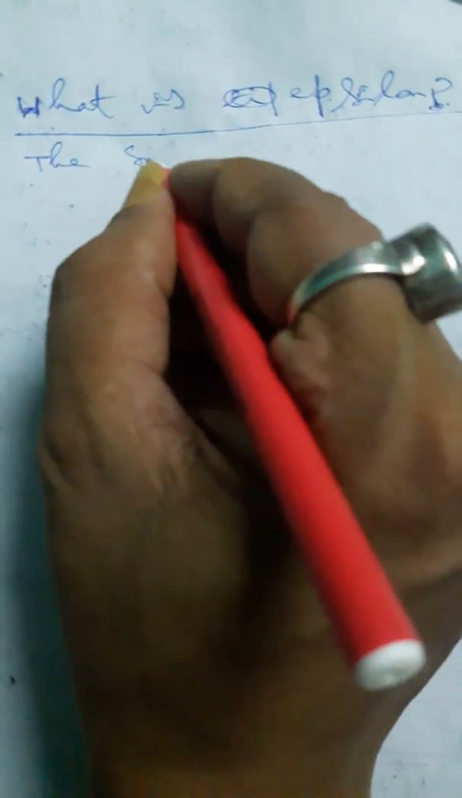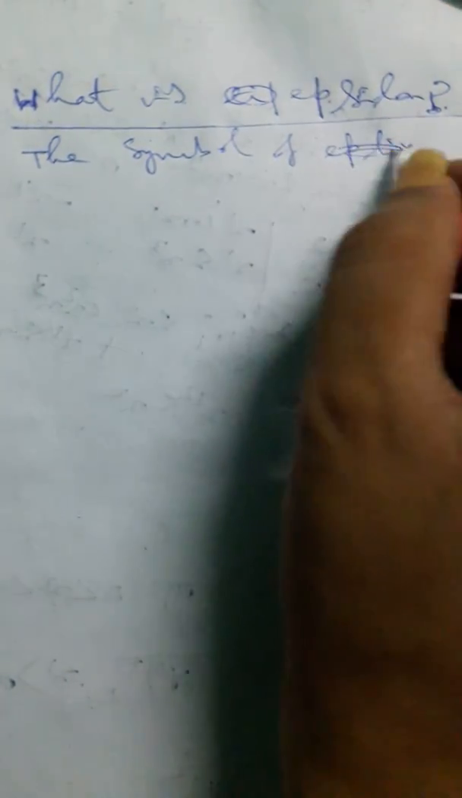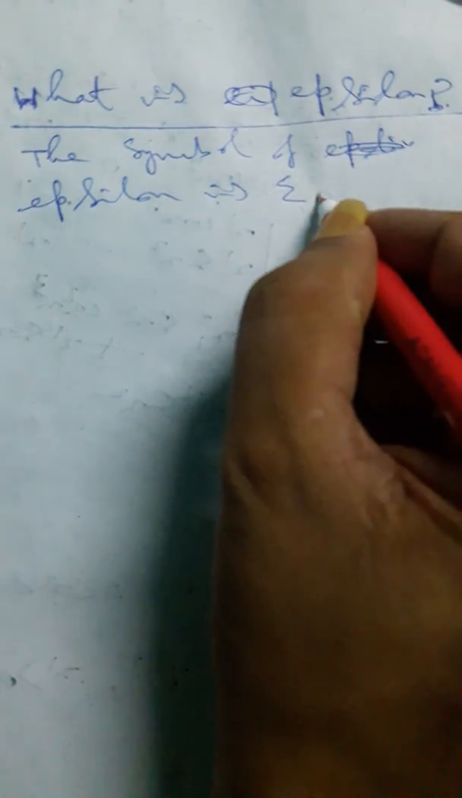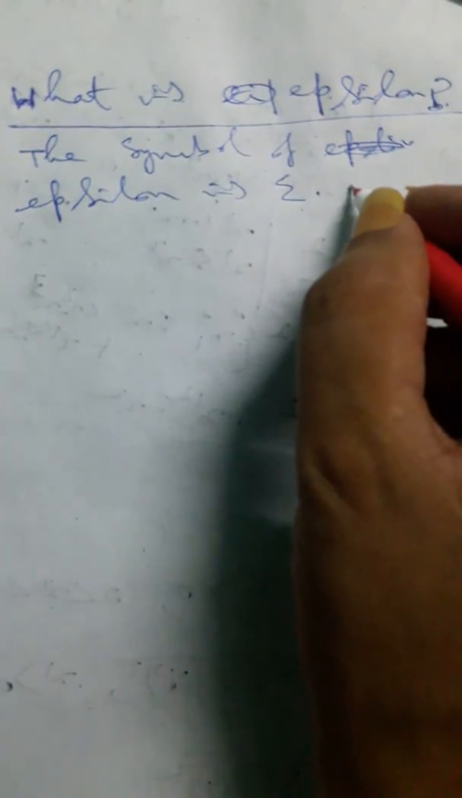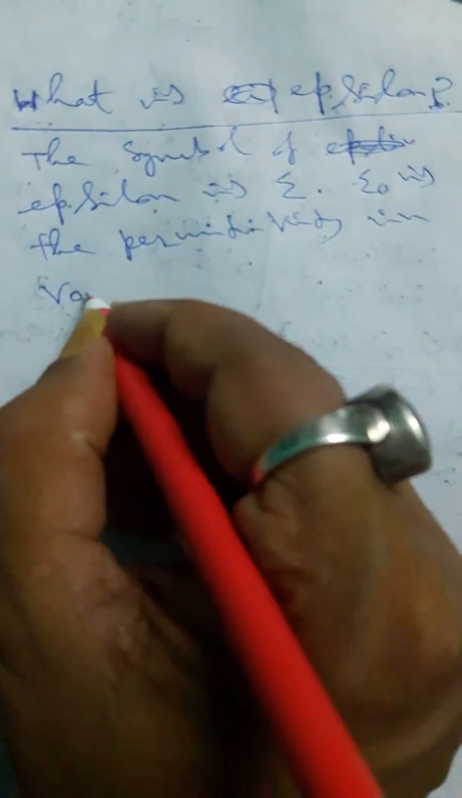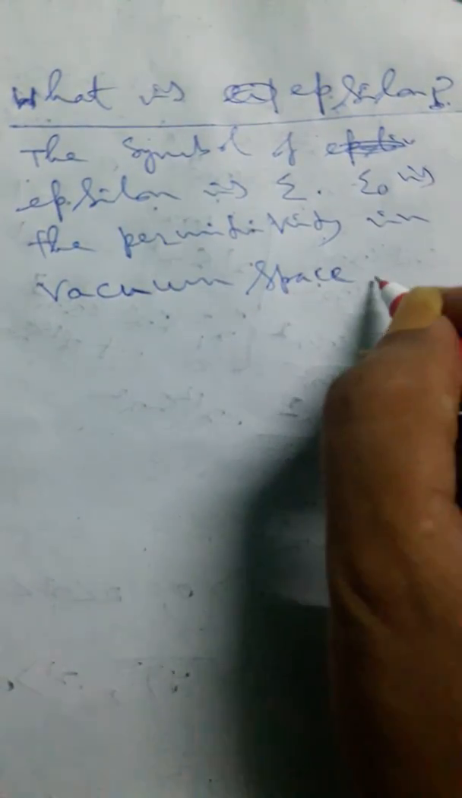At first, if we are starting with the physics, the symbol or notation of epsilon is like this, and we use in physics epsilon 0 for the permittivity in vacuum space, or it is said to be electric constant.